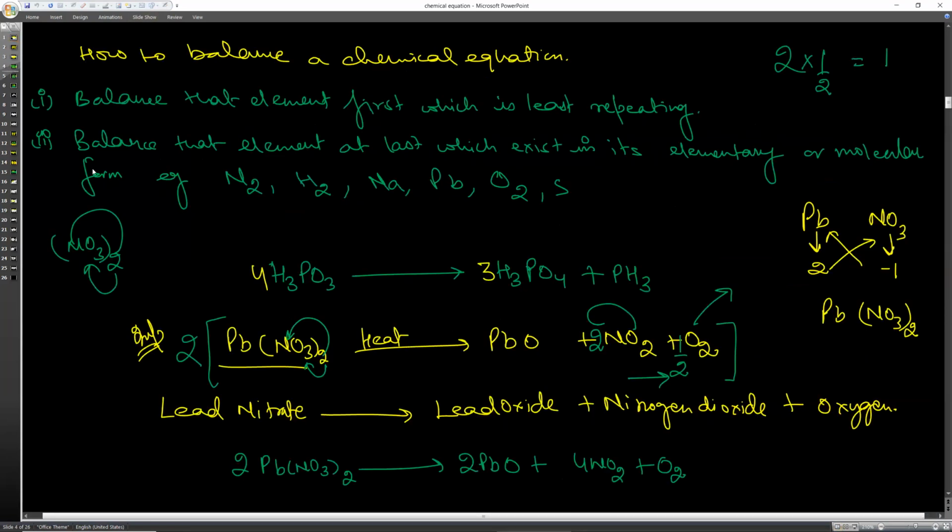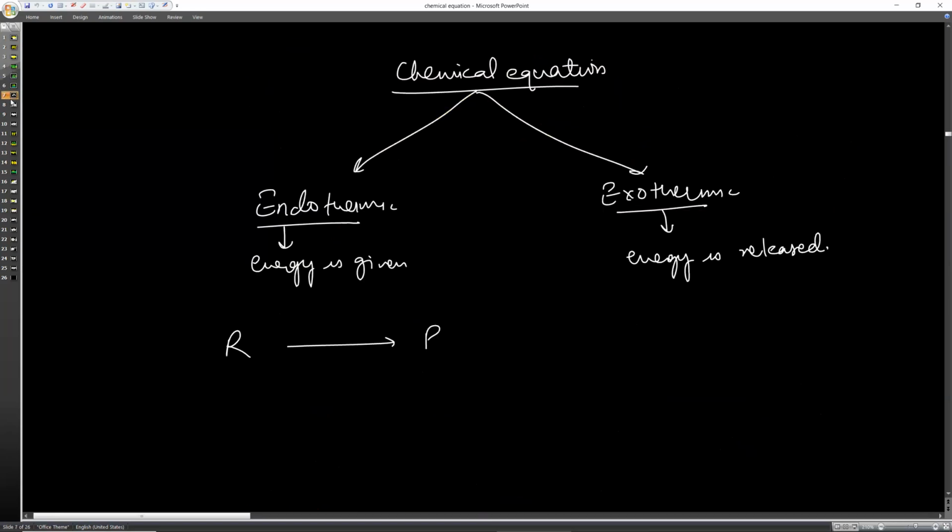So we have learned how to balance the chemical equation, and today we shall be discussing the types of reactions: exothermic and endothermic reactions. What are exothermic reactions? What are endothermic reactions? Exothermic means the word exo, heat is being released out from this one. Okay, you understood? Heat is being released out.